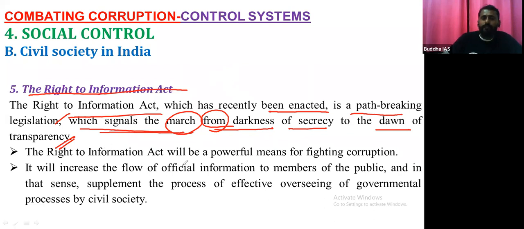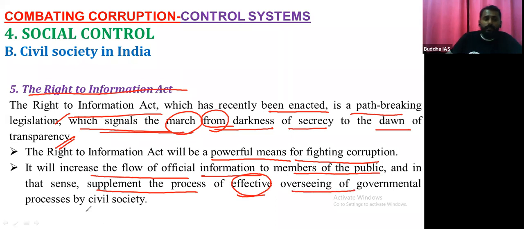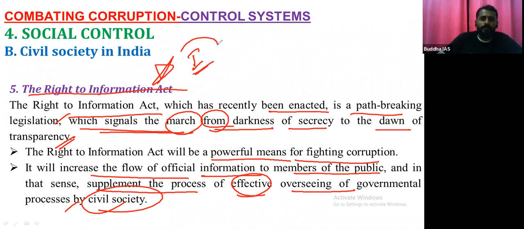The Right to Information Act will be a powerful means for fighting corruption. It will increase the flow of official information to the members of the public and in that sense supplement the process of effective overseeing of government processes by civil society. So these are important words. This you have to put in your Information Sharing and Right to Information Act.